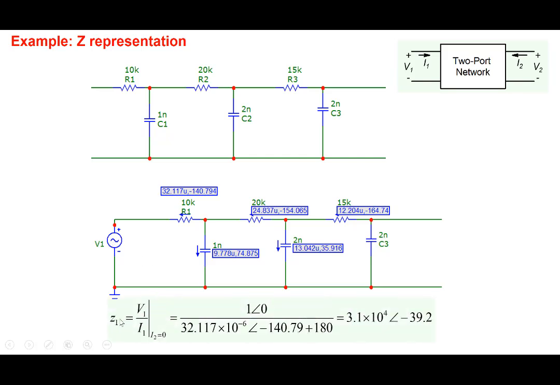Note that Z11 is V1 by I1 with I2 equal to 0. These are my output terminals, and I2 is 0 because I've kept them open circuit. We've applied a voltage; we could have applied a current source and measured the voltage, so both are equivalent. In simulation, I have all the values here. The phasor value of V1 is 1 angle 0. The current that is flowing here is showing 32.117 with an angle of minus 140. But note that I1 is going into the circuit here.